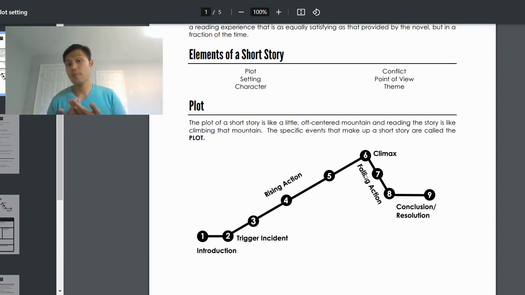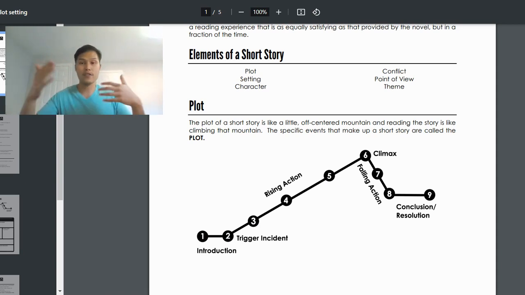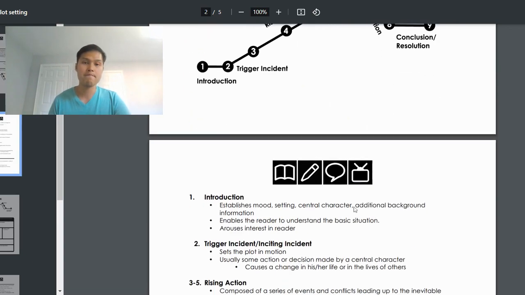Some of you may be familiar with this diagram, some of you might not be. In order to understand plot, it follows a simple diagram that's almost like a little mountain. It has an introduction, number 1. It has a trigger incident, number 2. Then 3, 4, 5 can be rising action. There may be 6, 7, 8 rising actions. Eventually it hits what we call a climax, a pinnacle. Then it has a falling action and then a conclusion. So let's go through each of these and understand what each of these elements are.